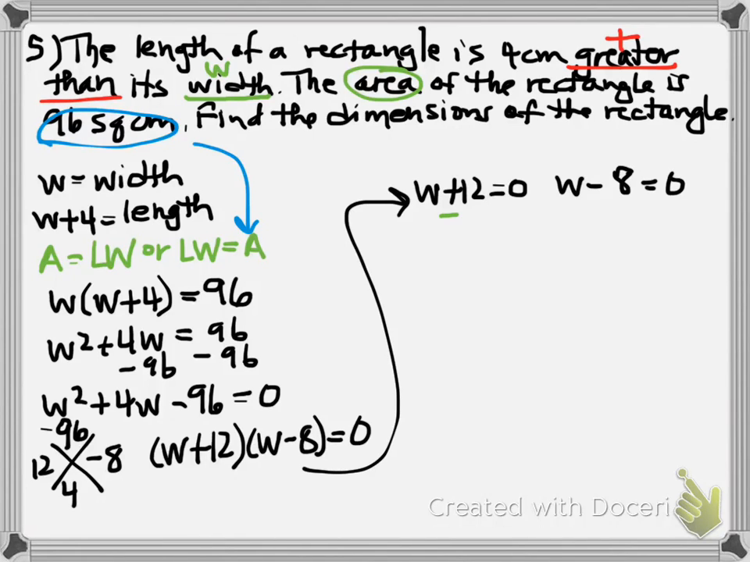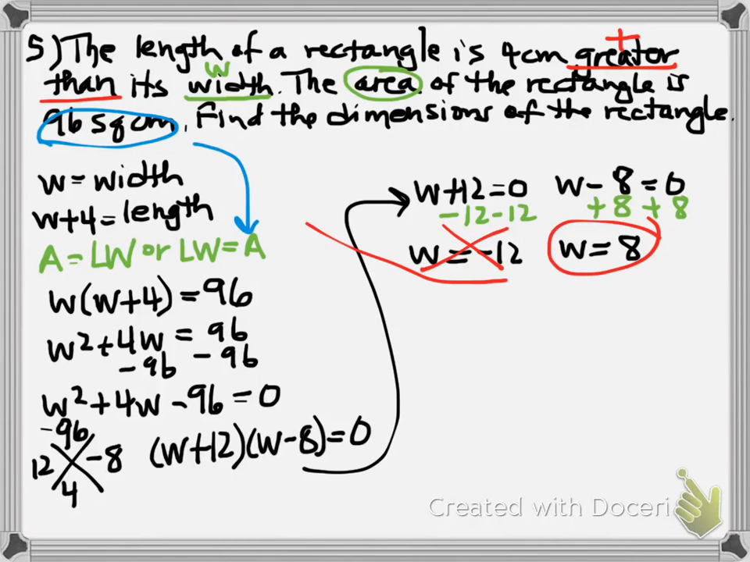So on this one, we would subtract 12 from both sides. Here we would add 8 to both sides. The two answers we get are w equals negative 12 and w equals positive 8. So then we look at these answers and ask ourselves, is it possible to get a width that's negative? And the answer is no, it is not. So we throw that answer out, which makes the width 8.